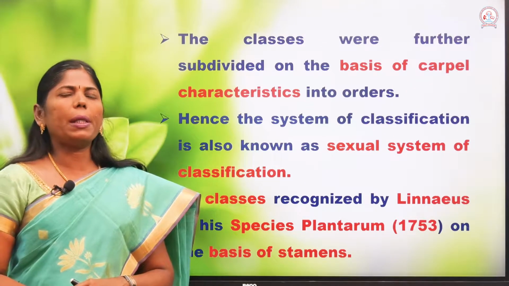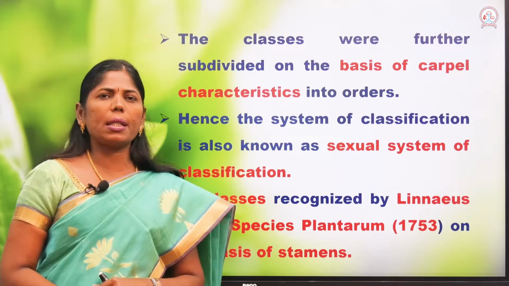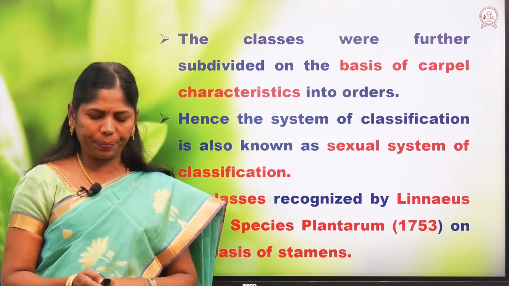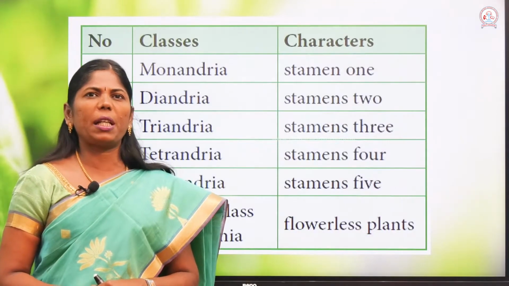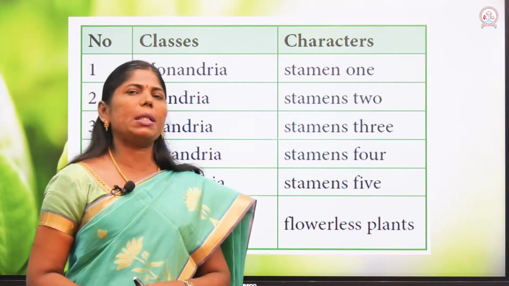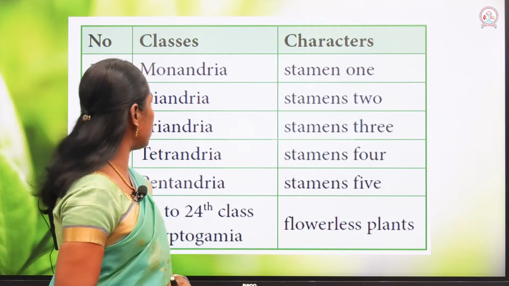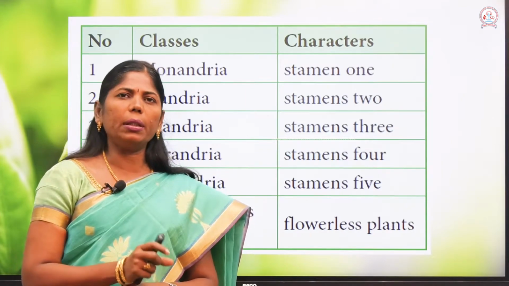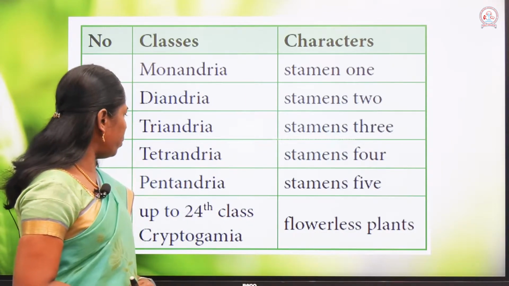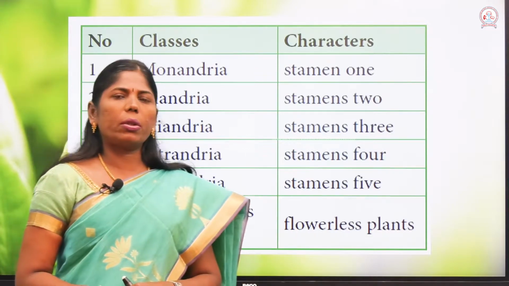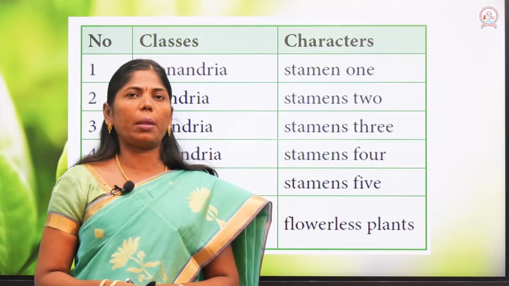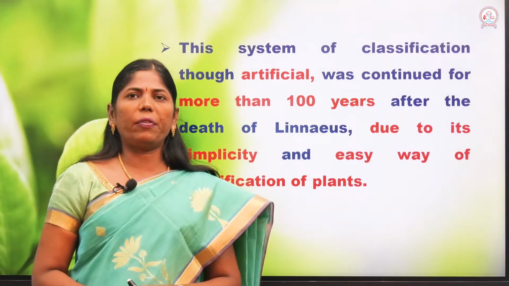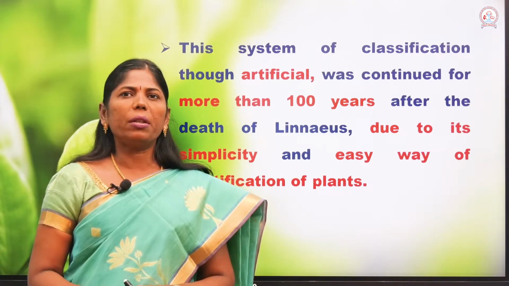He also took the carpel characters. Both of them are sexual characters, so this is called the sexual system of classification. He wrote the book Species Plantarum. Based on the number of stamens, the classes are called monandria, diandria, triandria and tetrandria. Up to the 24th class, cryptogamia is here. Cryptogamia, the 24th class, means non-flowering, flowerless plants. The flowering plants are called phanerogams.